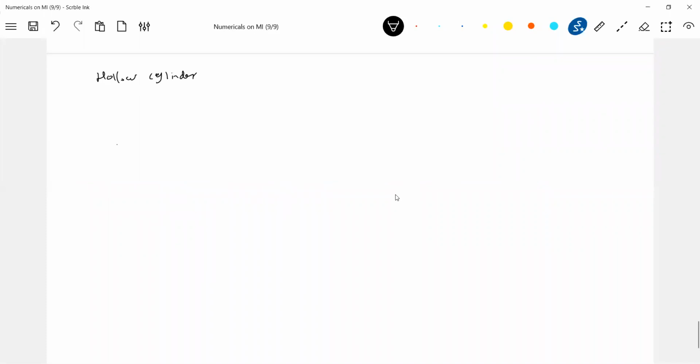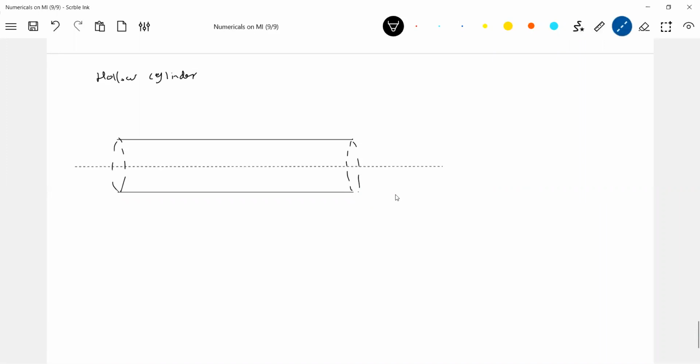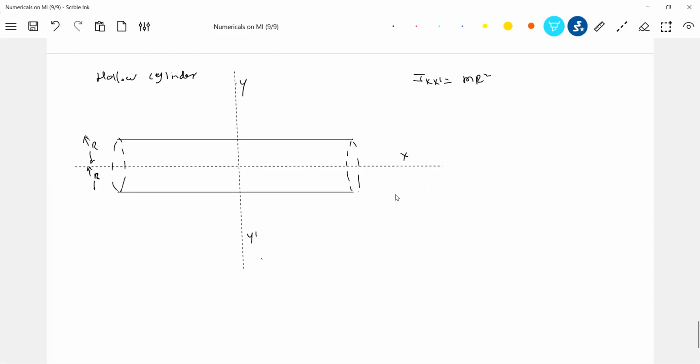For the hollow cylinder, again the same thing. So this is the hollow cylinder where the mass will be at a distance r. Let the radius be equal to r. This is the y-axis, this is the x-axis. About x dash, how much should it be? Only mr square. Again, when you go for y dash, what should you do? You should assume a strip. Ring you should assume.